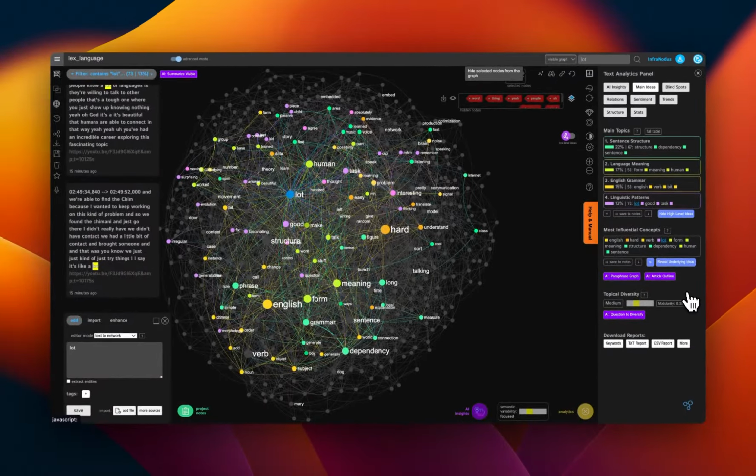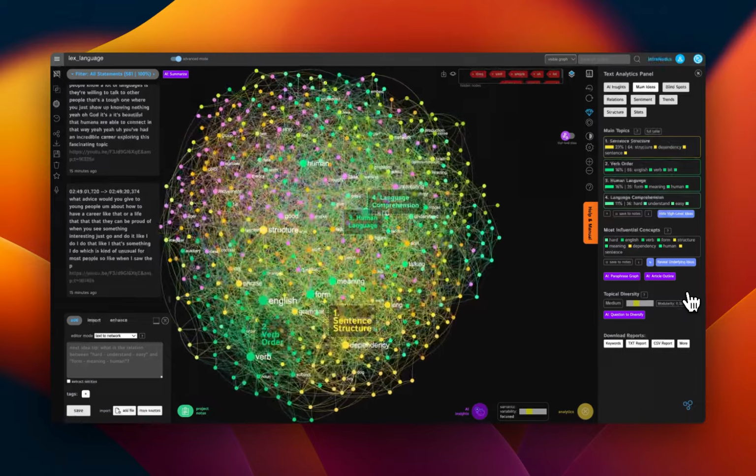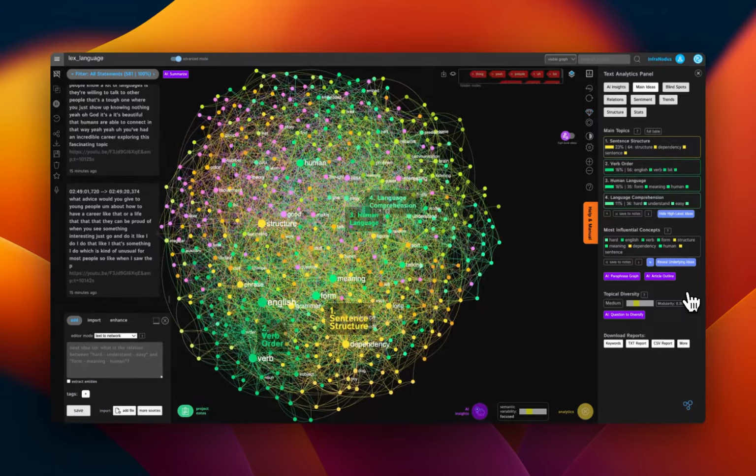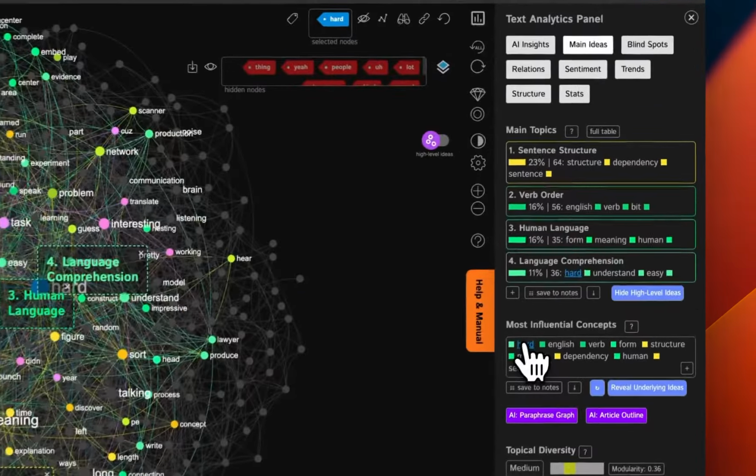Is there anything else I want to remove? I think all these other words, and it's funny because many of them are kind of in a meta way, we have nodes for sentence and meaning, which is a lot of what we're talking about, but are part of the most influential concepts here.